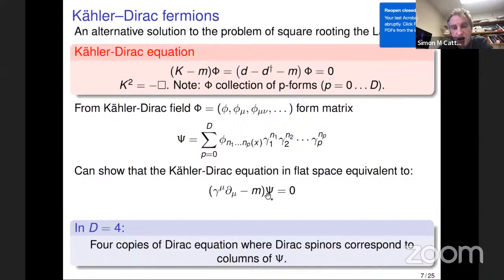In other words, I can think of every column of Psi, there are four of them in four dimensions, as giving a degenerate solution to the original Dirac equation, at least in flat space. So in flat space, the solutions of the Kaehler-Dirac equation describe multiples of ordinary Dirac fermions. That's at least in the free theory. That's the claim. You can just go through this exercise of building these products of gamma matrices, expanding Psi on products of them using these coefficients, and show it will satisfy the ordinary Dirac equation. So it describes not one Dirac fermion, but four in four dimensions. In general, it's 2 to the power d/2. So it's an alternative to the Dirac equation, and in flat space it just describes multiples of Dirac fermions.